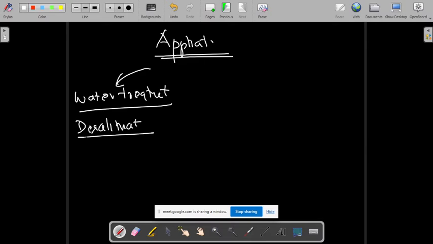ஓகே, ஸோ டீசாலினேஷன்னா அதில் நிறைய சால்ட் இருக்கும். ஸோ தேவையில்லாத சால்ட்லாம் ரிமூவ் பண்ணிவிட்டு ரெக்வயர்டு, ஏன்னா உப்பு தண்ணி பயங்கரமாக உப்பாக இருக்கும் இல்லையா, ஸோ அந்த சால்ட்லாம் ரிமூவ் பண்ணிவிட்டு நம்ம நார்மல் ட்ரிங்கிங் பர்பஸ்க்கு யூஸ் பண்ண வைக்கிறது.